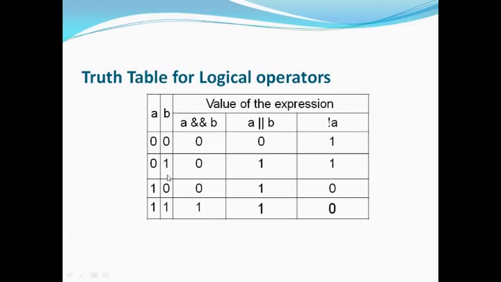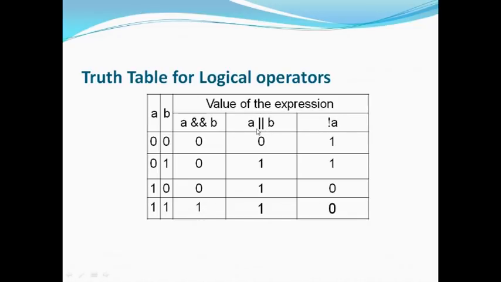If A is false, B is true, A logical AND B returns the value 0, that is false. If A is true, B is false, then A logical AND B will be false. If A is true, B is true, logical AND operator A logical AND B returns the value true. That is, in case of logical AND operator, if any one of the value is 0 or if any one of the value is false, it will return the value false. If both the values are true, then it returns the value as true.